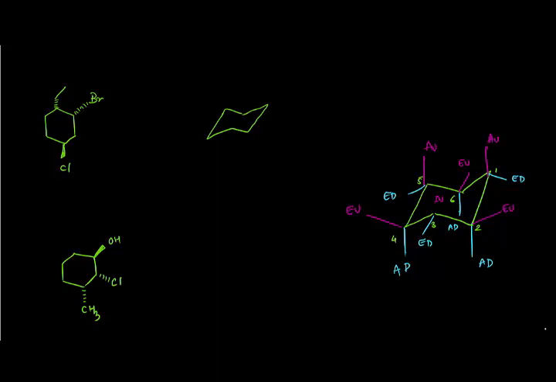I have a particular cyclohexane molecule which has an ethyl group, a bromo group and a chloro group, and I want to place them on this cyclohexane chair. Now the first thing is we always label our carbons. It's good to label or number them so that we are sure on which part of the cyclohexane chair we want to put which group.